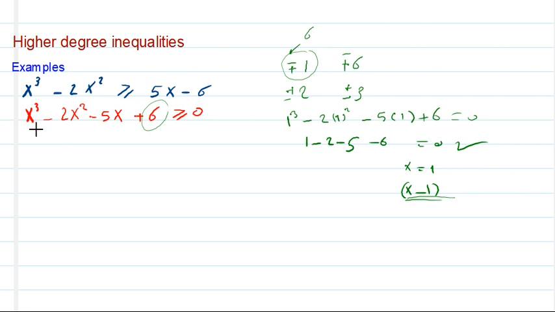So we divide it by 1. So the first coefficient is 1. We'll take it now. 1 multiplied by 1 gives us 1. We have to write the coefficients here, -2, -5, and the +6. -2 plus 1 gives us -1. -1 multiplied with 1 gives us -1. -5 minus 1 gives us -6. Multiplied with 1 gives us -6. 6 minus 6 gives us 0.